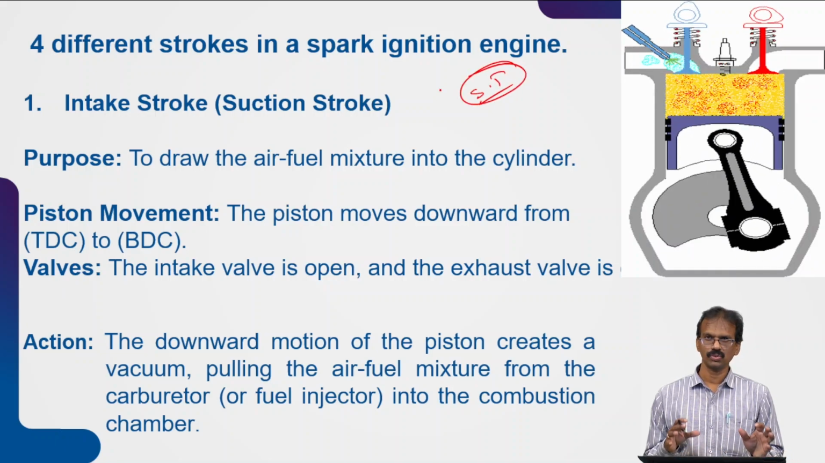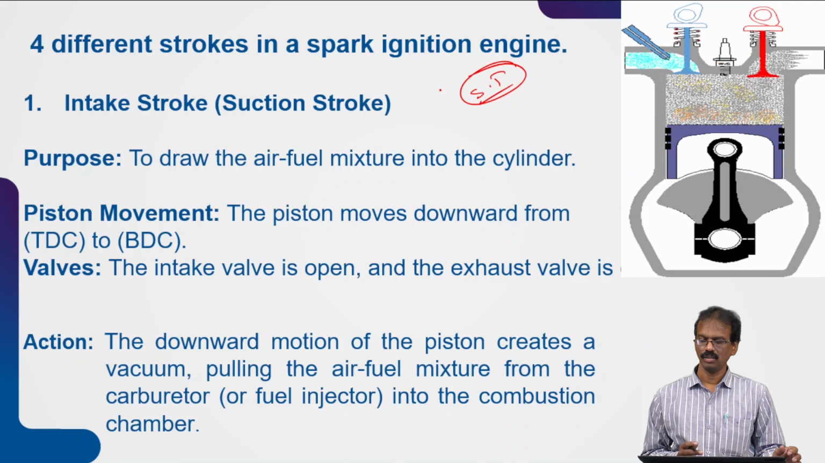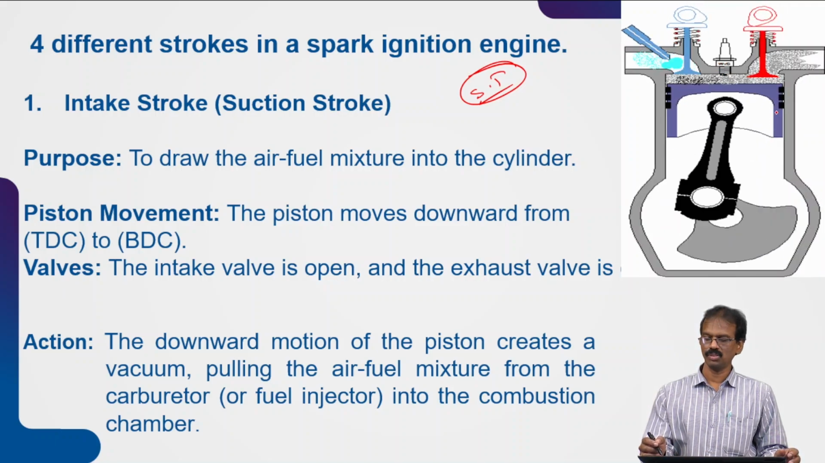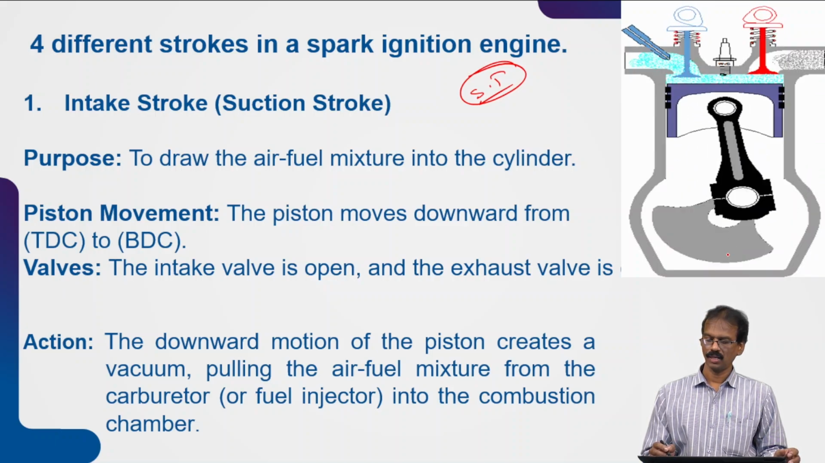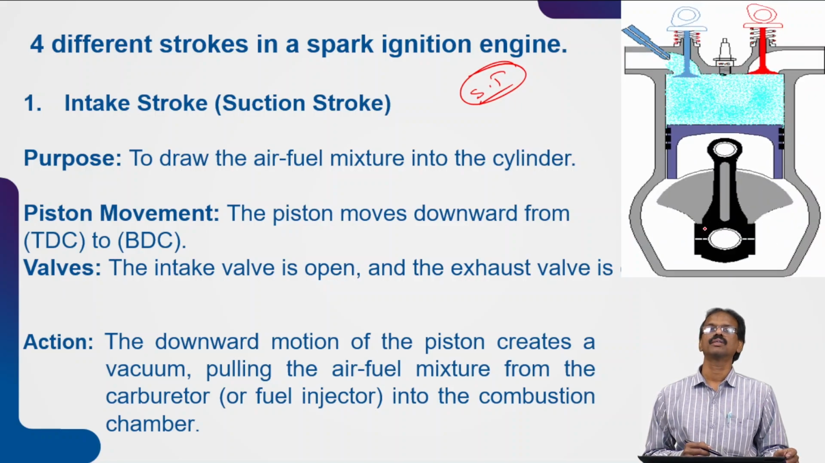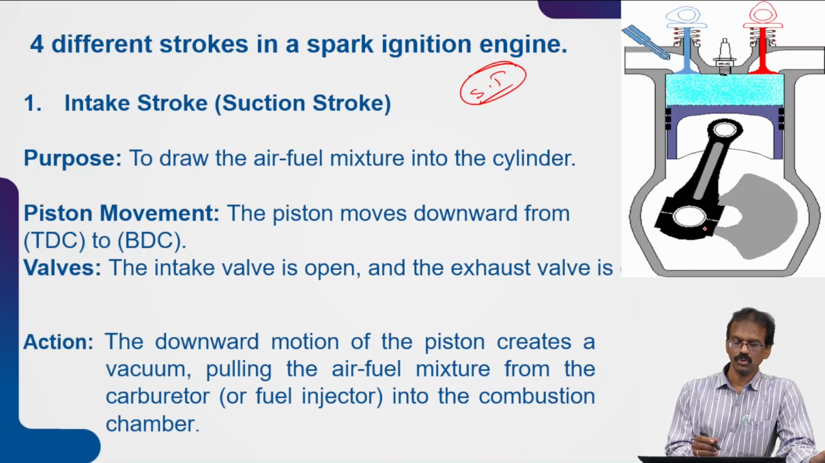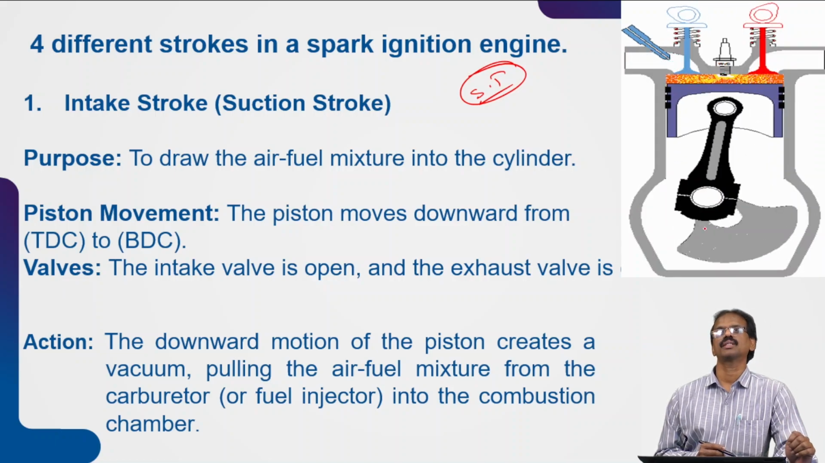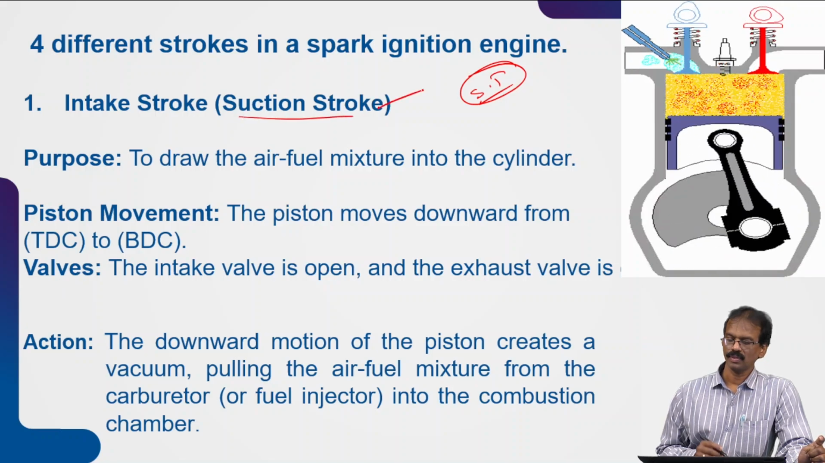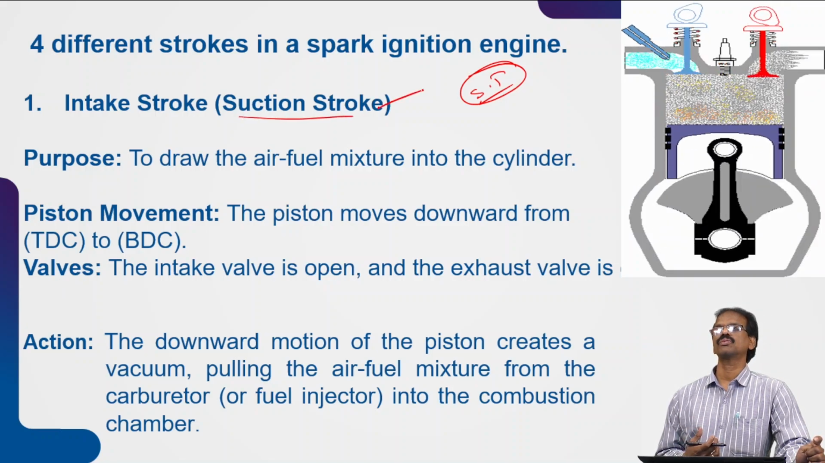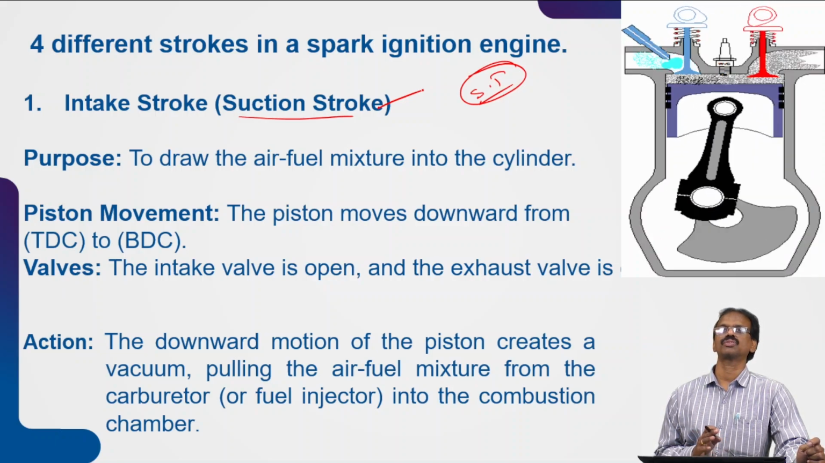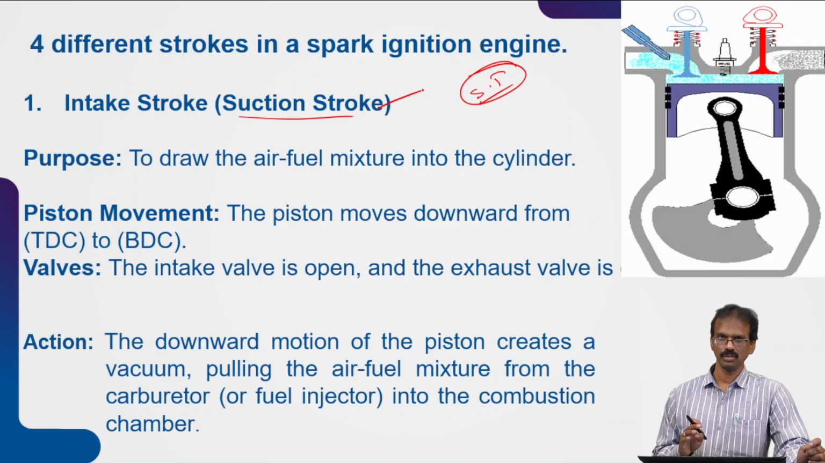What are the different strokes in SI engines? We'll see. This is a single-cylinder SI engine. The piston moves in reciprocating motion, and that reciprocating motion is converted into rotary motion of this shaft. Here there are four strokes, it means four phases. One is the intake stroke or suction stroke. Next is the compression stroke. Third is the power stroke, the expansion stroke. Last is the exhaust stroke. So these are the four strokes in a four-stroke engine.